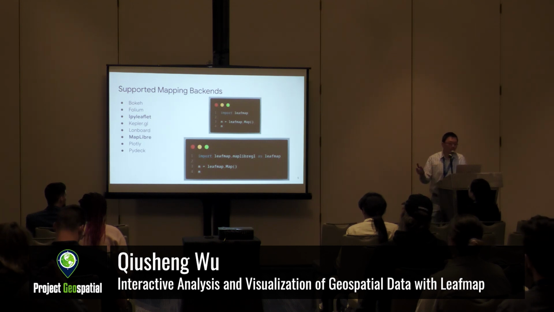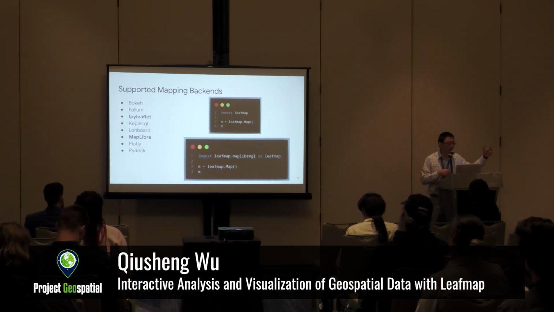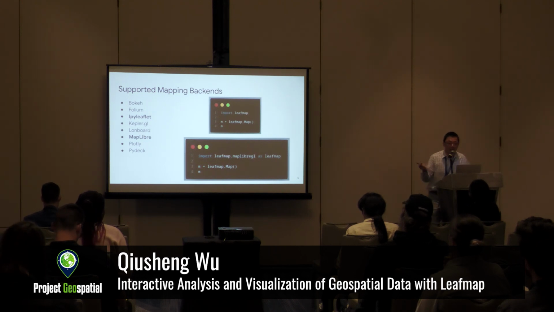The default mapping backend is ipyleaflet. It has the richest functionality. But if you want to switch to other mapping libraries, just import that as leafmap, and everything else remains the same. Basically, it provides a unified API so that you don't need to learn all the other packages. The source code is very similar: xvector, xraster, xarray, xstack. So it can handle pretty much all the popular geospatial data formats, whether vector data or raster data.